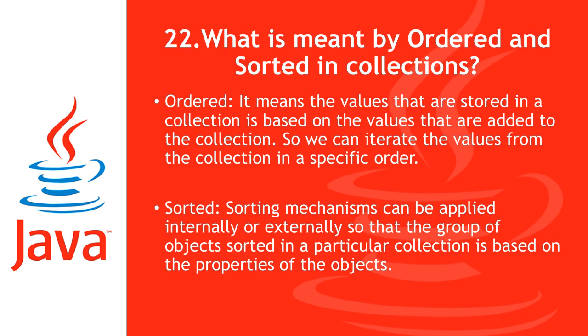What is meant by ordered and sorted in collections? Ordered means the values stored in a collection are based on the order in which they were added to the collection, so we can iterate the values from the collection in a specific order. Sorted: sorting mechanisms can be applied internally or externally so that the group of objects in a particular collection is sorted based on the properties of the objects.